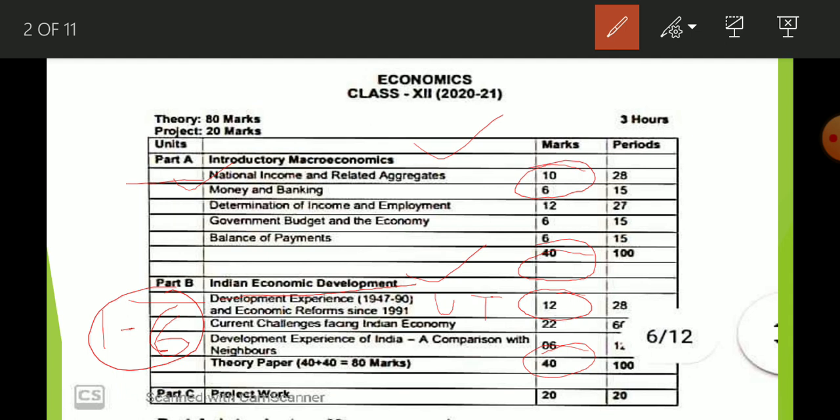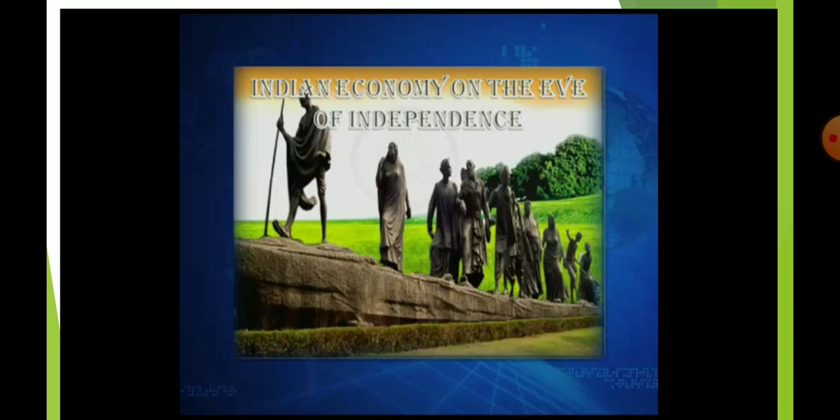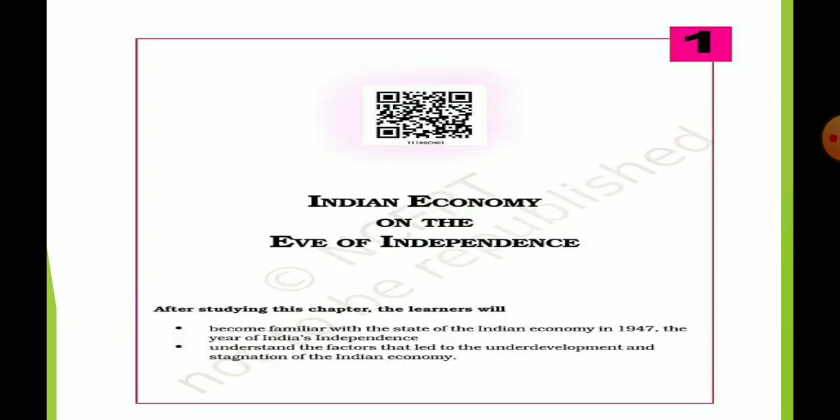And today I'm going to start this part B. The name of this part B is Indian Economic Development and we are going to start the first unit, and the first chapter. Okay, let me start. So, Indian Economy on the Eve of Independence. This is the first chapter.